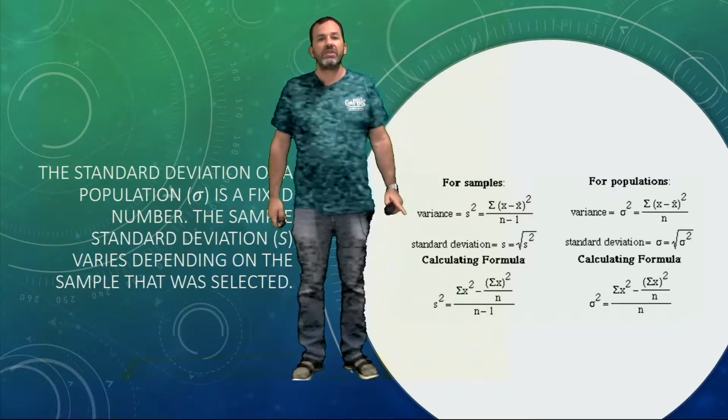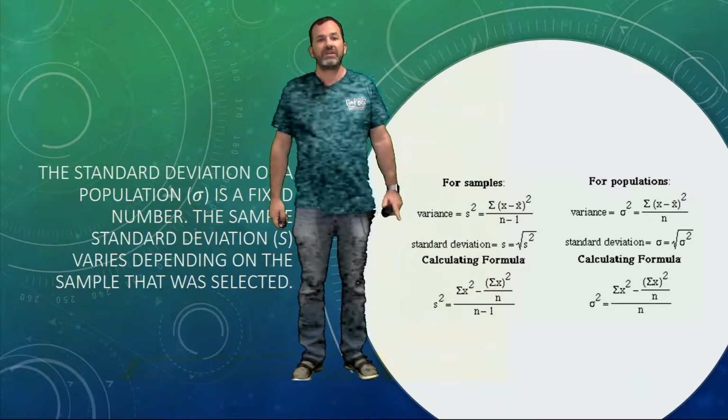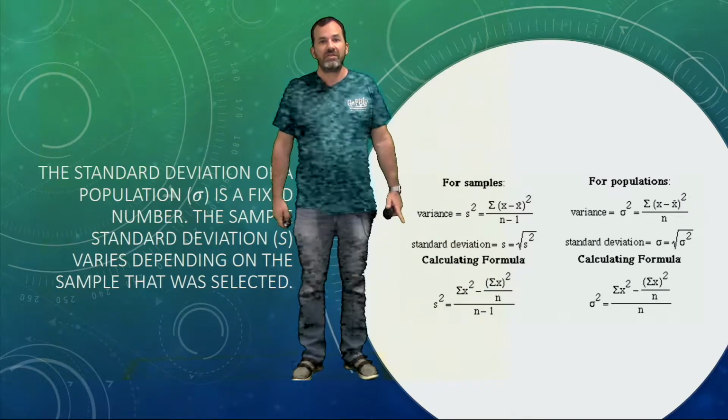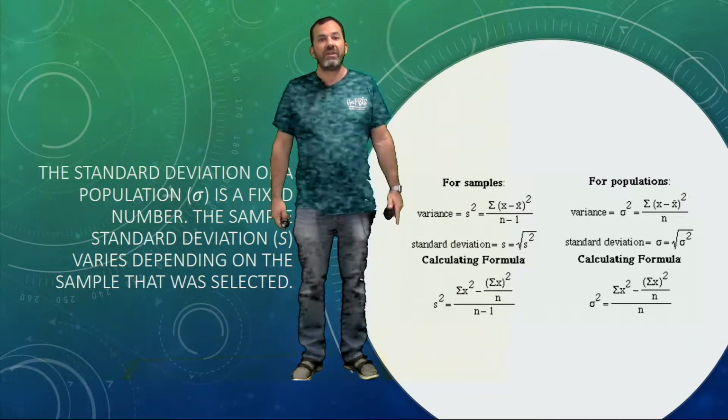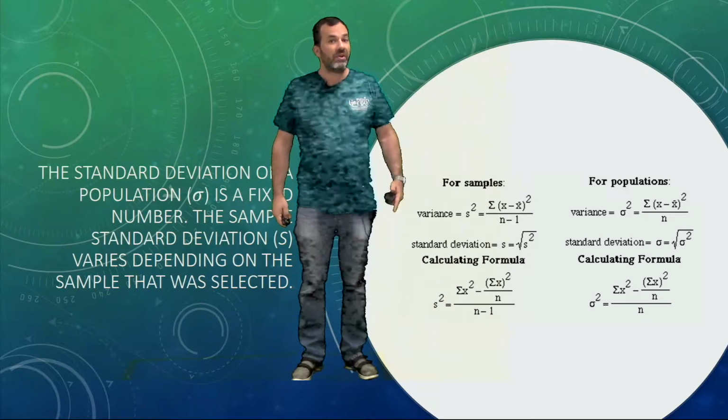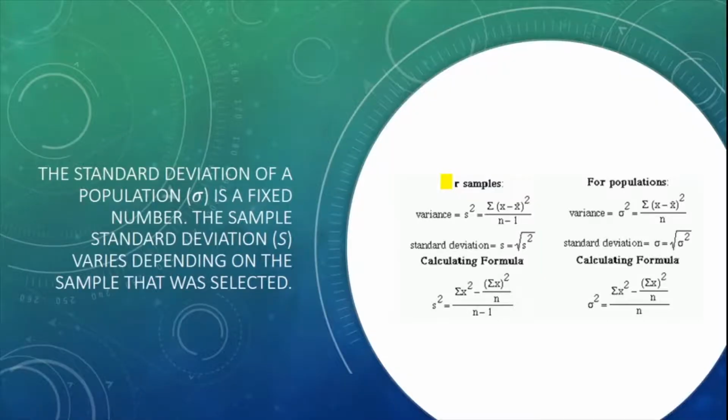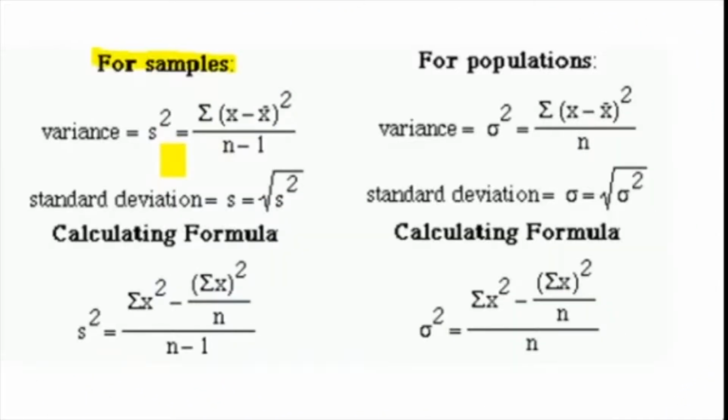The standard deviation of a population is a fixed number. The sample standard deviation, S, varies depending on the sample that was selected. So for the standard deviation for samples, I want you to notice that the variance here is S squared, and notice down here we have n-1. n-1 goes with samples.